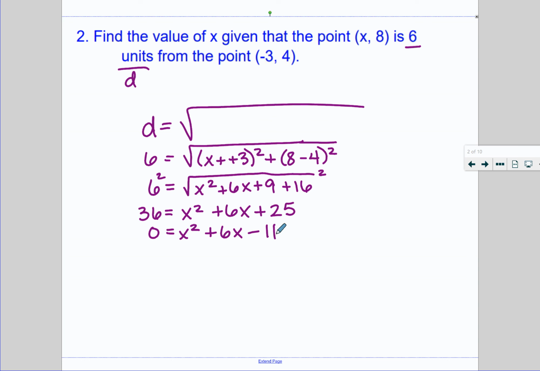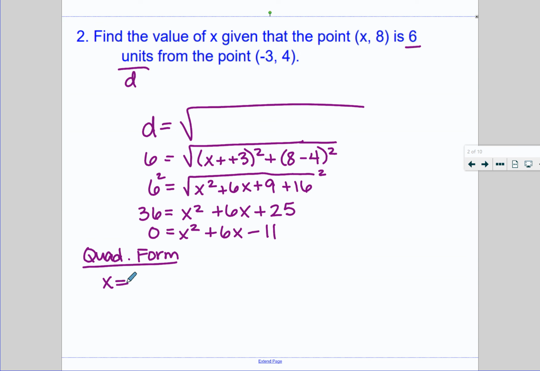Is this going to factor? This is not going to factor. So what do I need to use? Quadratic formula. Okay. All right, quadratic formula.